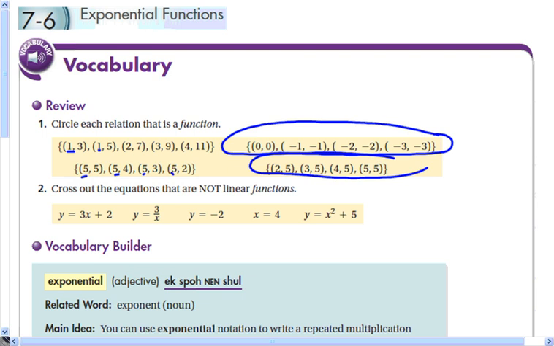Cross out the equations that are not linear functions. This is not linear because you're not multiplying some number times x, you're dividing some number by x. This is a vertical line, so that's not a function. And this one is not a linear function, it's a quadratic function.